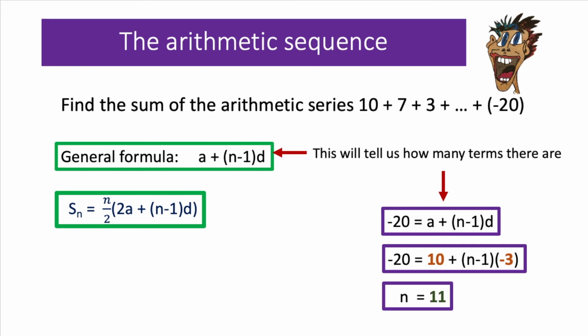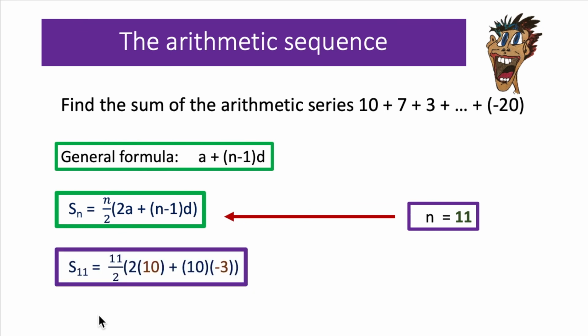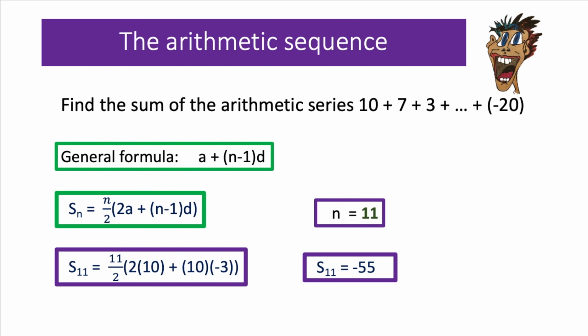n is 11. Now that I know n is 11, I can substitute that into my formula here and put in all the other values I know. I know a and I know the difference. So putting that all the way through, I come out with the sum of the first 11 terms is negative 55.